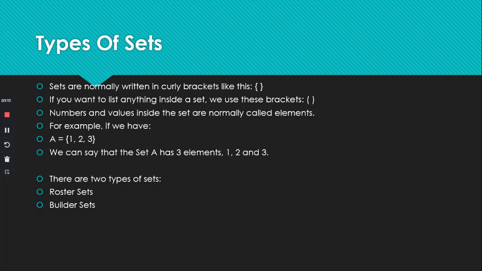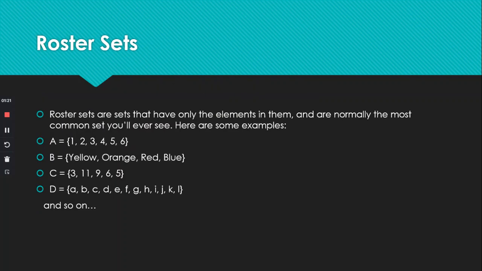There are 2 types of sets, which are roster sets and builder sets. We're going to look at more types of sets as well, but let's start with these 2. Roster sets. Roster sets are sets that have only the elements in them and are normally the most common sets you'll ever see. Here are some examples.